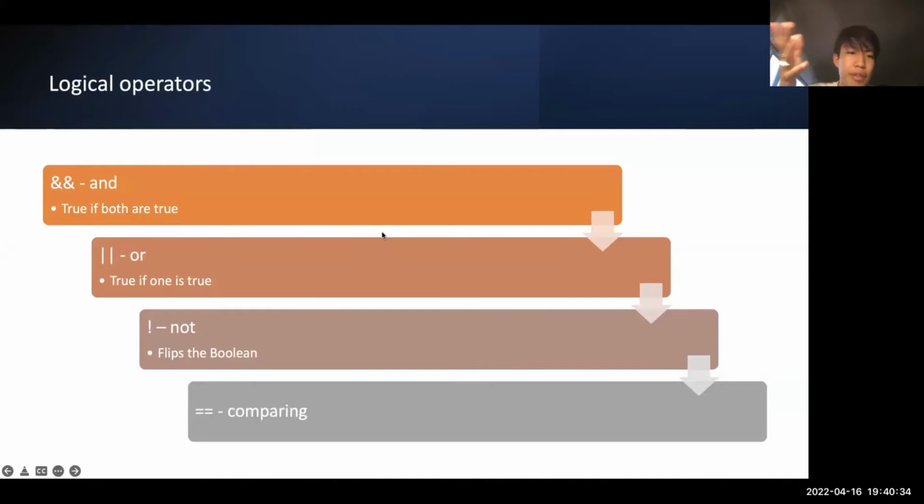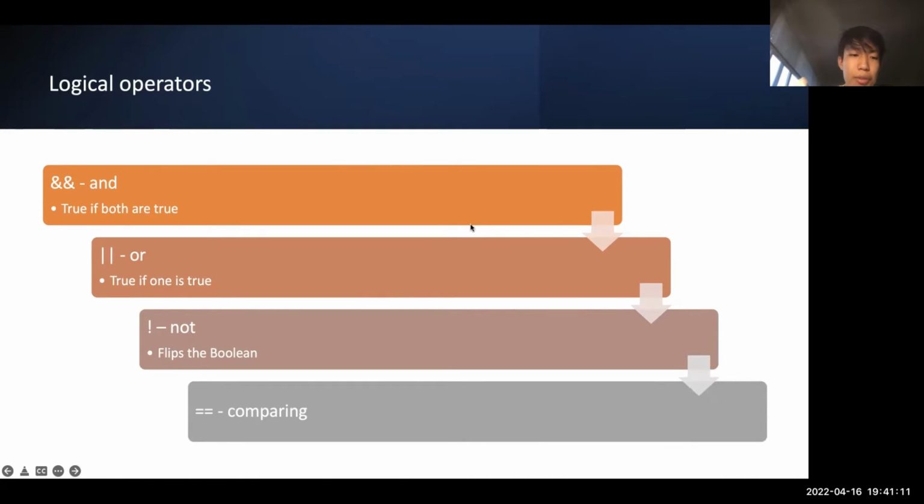And here are the three logical operators in Java plus one comparison operator. I think it's called a relational operator, actually. But yeah, these are the three logical operators: you have your and, or, and your not. The and is true if both sides of it are true. The or is true if one or both are true. And the not basically just flips it. If you start out with a true, it gets turned into a false, and if you have a false, it gets turned into a true. So that's what the not does.